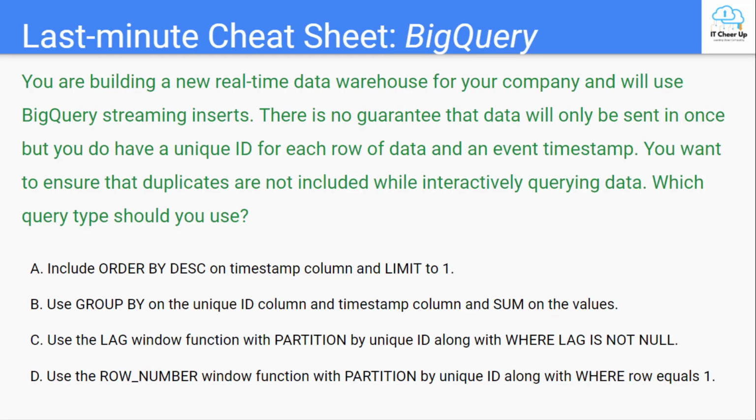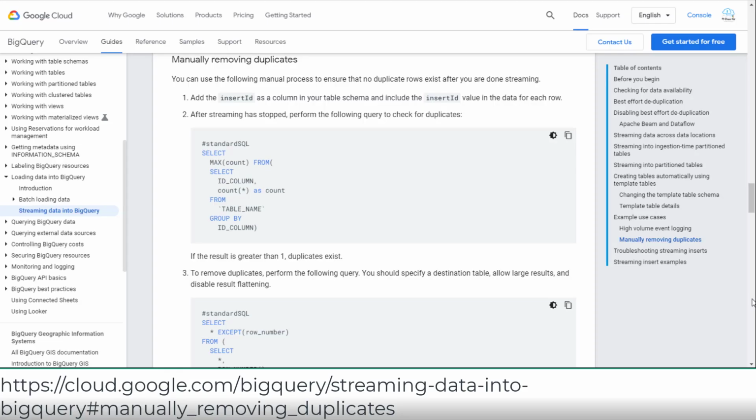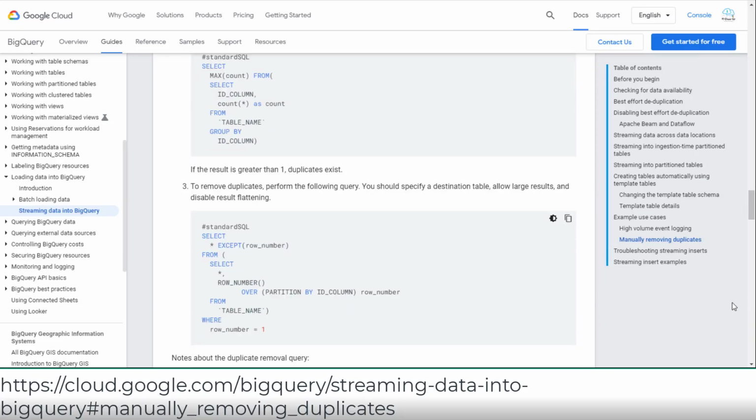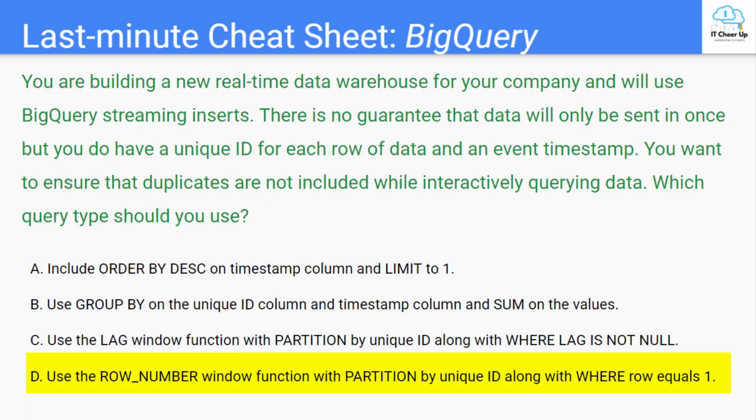Want to try another one? Pause the video and read the question first. Ready? I highlighted the keywords of this question. Streaming inserts, unique ID for each row, and an event timestamp. The answer is mentioned in the BigQuery document, manually removing duplicates from streaming data into BigQuery section. So the answer is D.